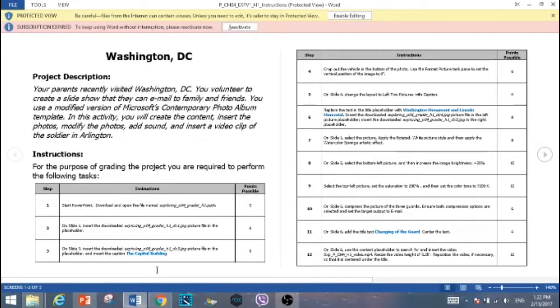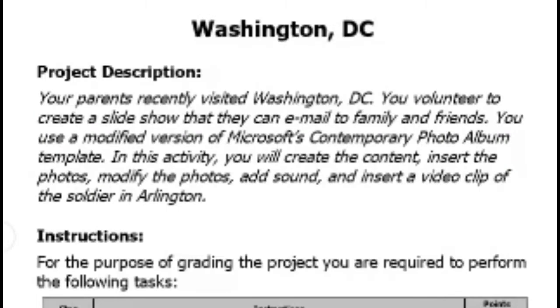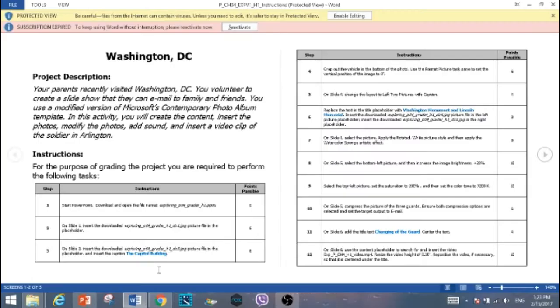Here we go. Okay, so we're focusing on Washington, D.C. Project Description. Your parents recently visited Washington, D.C. You volunteered to create a slideshow that they can email to family and friends. Use a modified version of Microsoft's contemporary photo album template. In this activity, you will create the content, insert the photos, modify the photos, add sound, and insert a video clip of the soldier in Arlington. Instructions. For the purpose of grading the project, you are required to perform the following tasks.